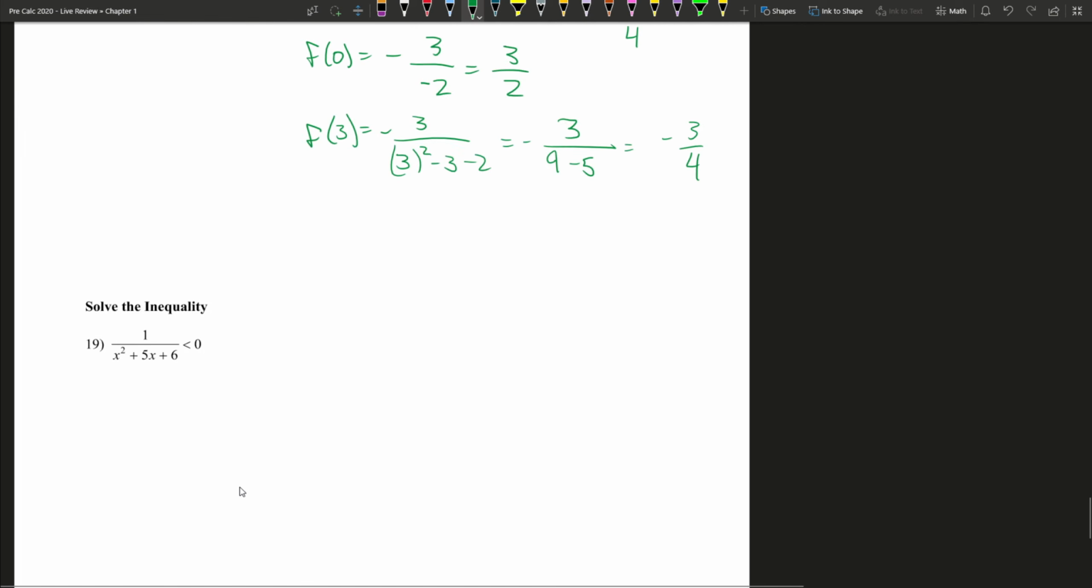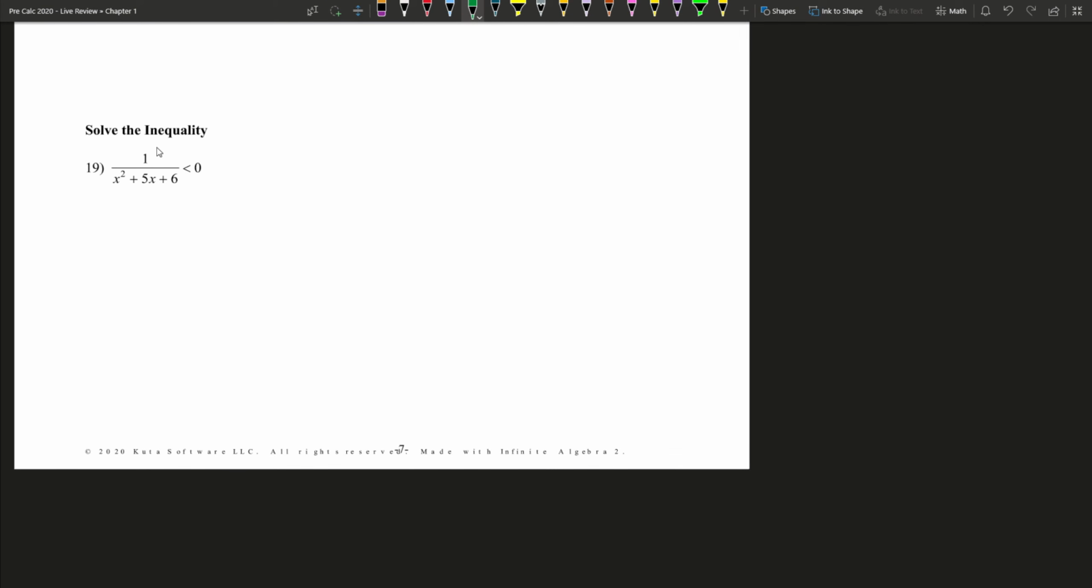All right, so last problem, solve the inequality. We want this entire inequality to be less than 0. So really what we need, if you just look at this entire thing, the only values that will make this less than 0 is when x squared plus 5x plus 6 is less than 0. So what we need to do is see when this is equal to 0, and then we need to test each interval.